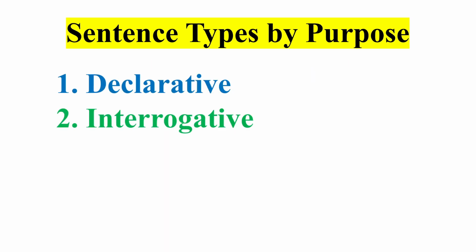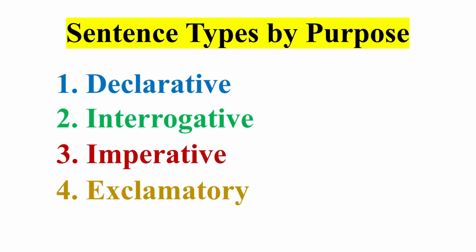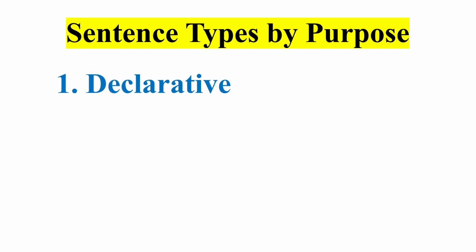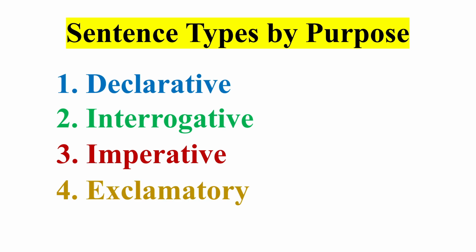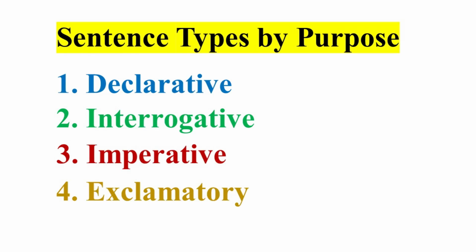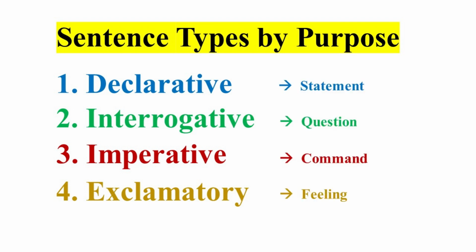In English, there are 4 main types of sentences: declarative, interrogative, imperative, and exclamatory. Each type has a different purpose. Here is a simple way to remember. Declarative makes a statement. Interrogative asks a question. Imperative gives a command. Exclamatory shows strong feeling. Very simple, right? I hope everyone understands this clearly.